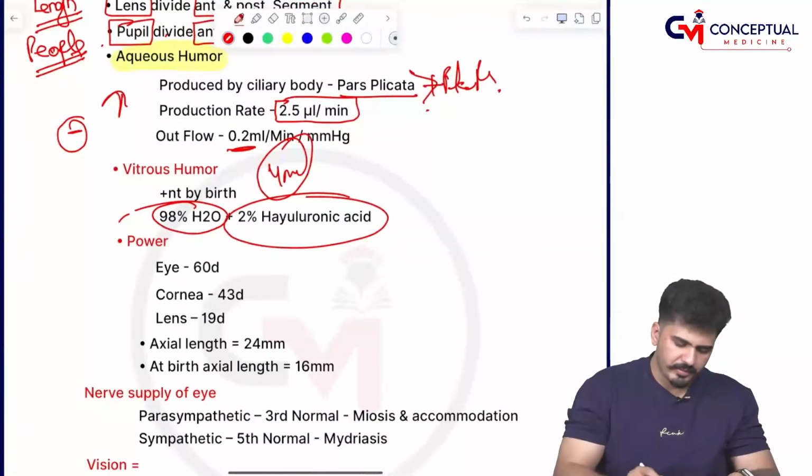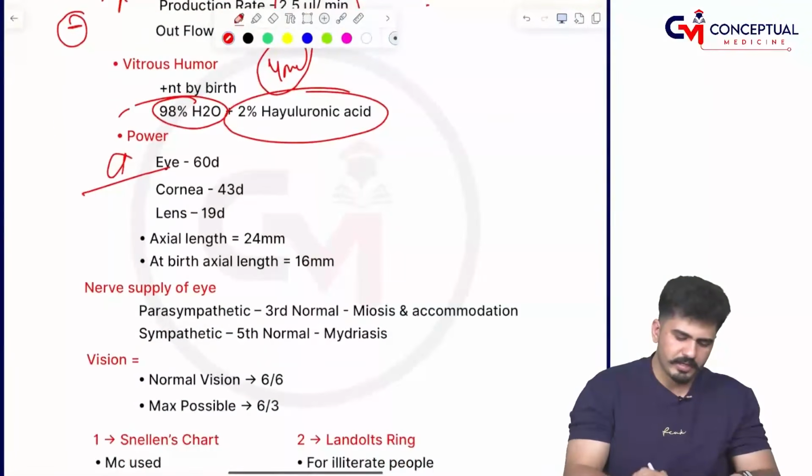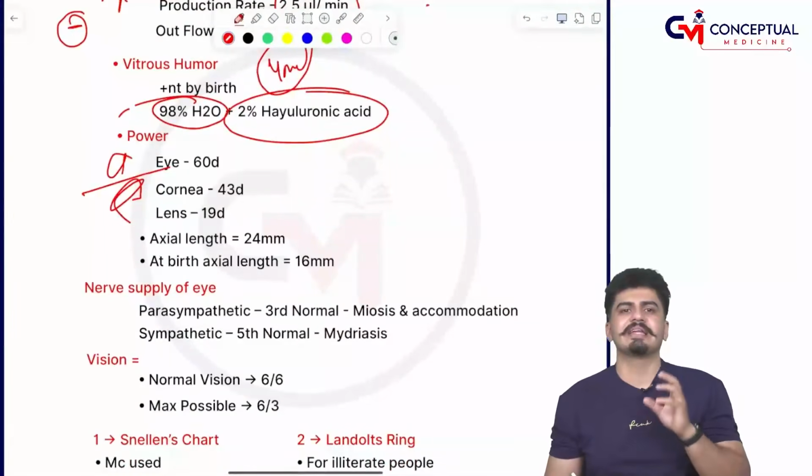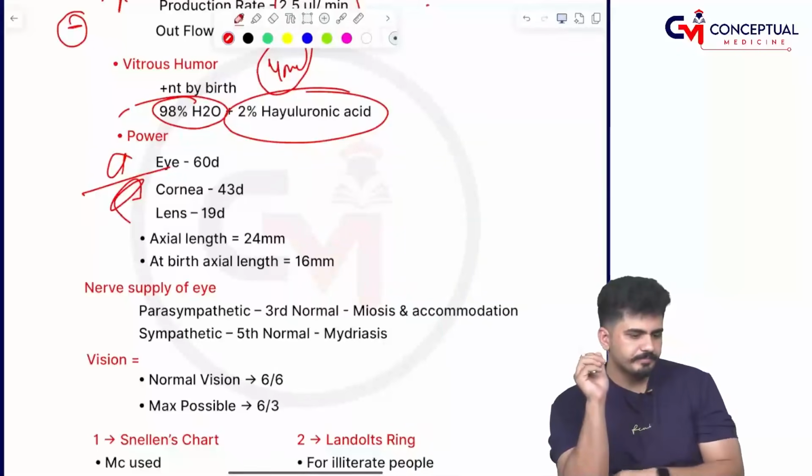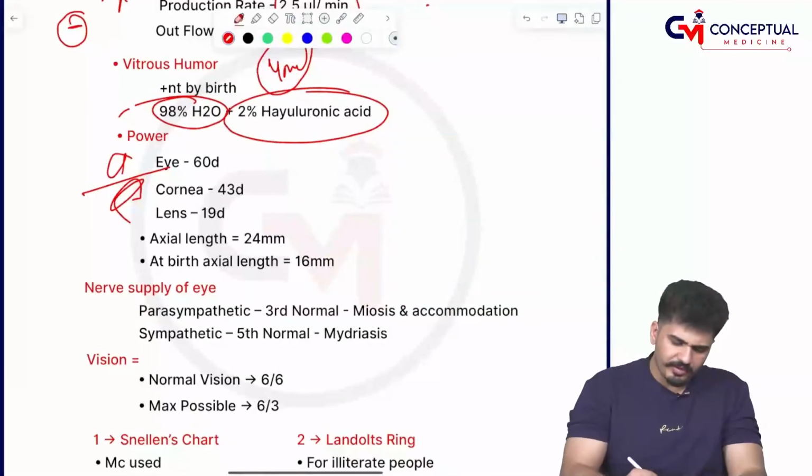Let's talk about the power. The eye has 60 diopters of power, the cornea has 43, and the lens has 19 diopters of power. What is the normal axial length of the eye? The normal axial length of the eye is 24 millimeters, my dear friends.